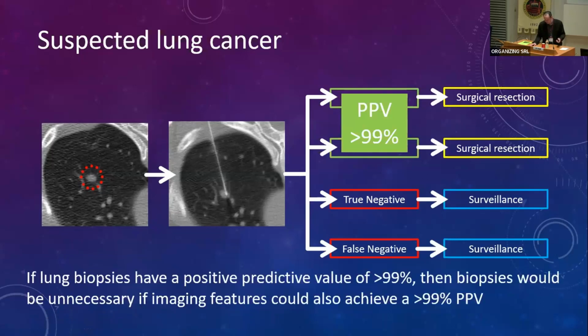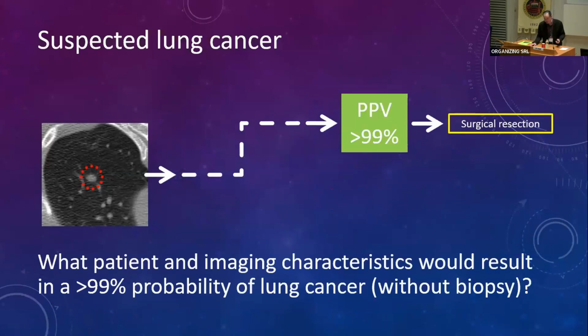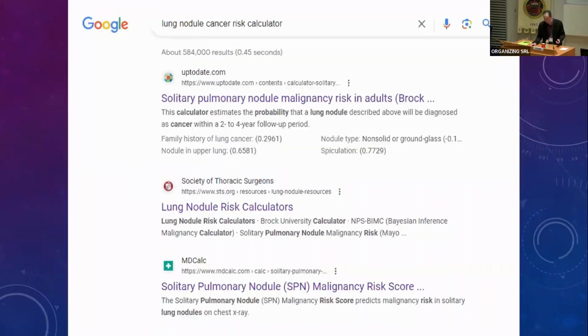So the question is, if lung biopsies have a positive predictive value of greater than 99%, then biopsies technically would be unnecessary if imaging features could also achieve a greater than 99% positive predictive value. So the question we now have to ask is, what patient and imaging characteristics would result in a greater than 99% probability of lung cancer in the absence of a biopsy? So we then move on to Dr.